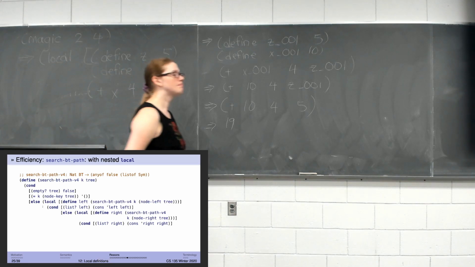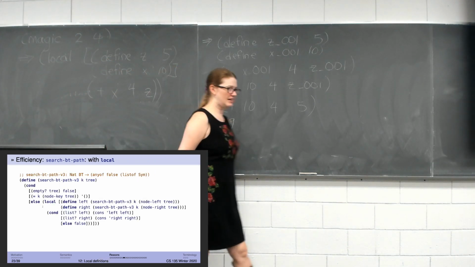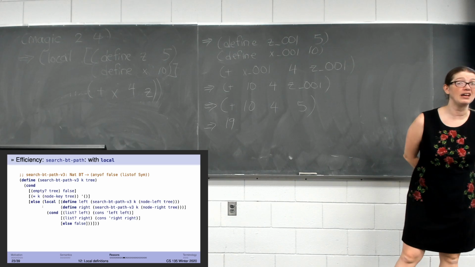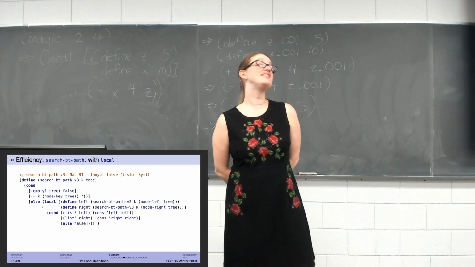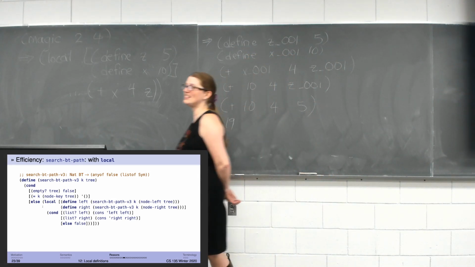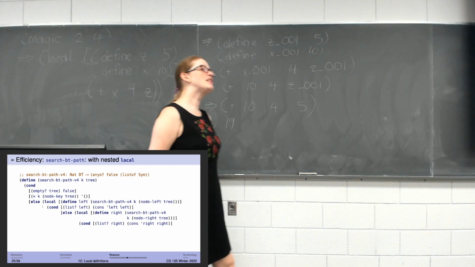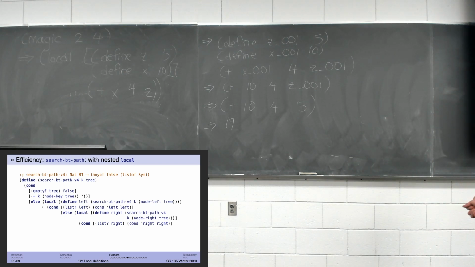That wasn't perfect, by the way. One of the problems with the previous solution was that if you find the item down the left subtree, there's no point in looking down the right subtree because you've already found it. And yet in this solution that we have here, if you find it down the left, we don't notice, and we still look down the right. So with nested locals, you can eliminate that. And that's what we would do here. We compute the path to the left subtree. If it exists, then we just produce the left subtree. Otherwise, we search down the right subtree. This is more efficient, but that's really ugly.